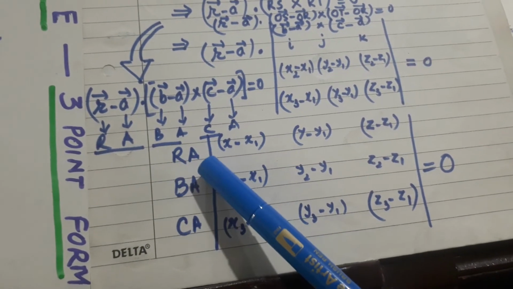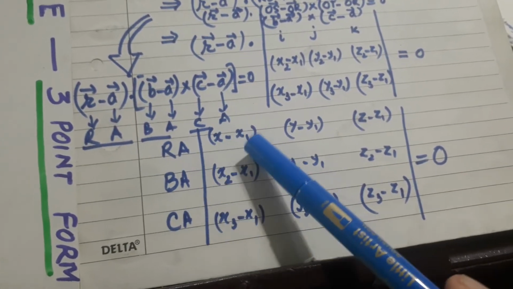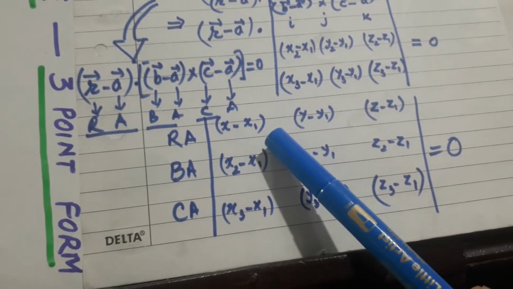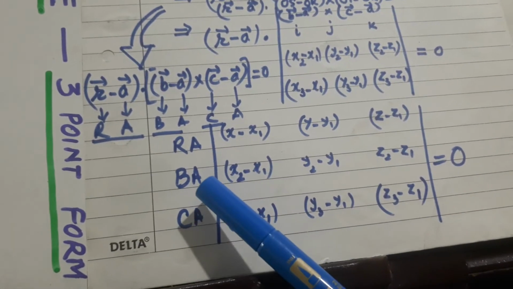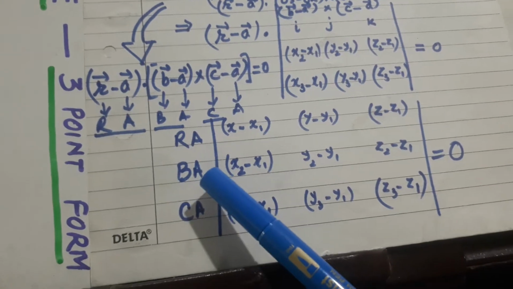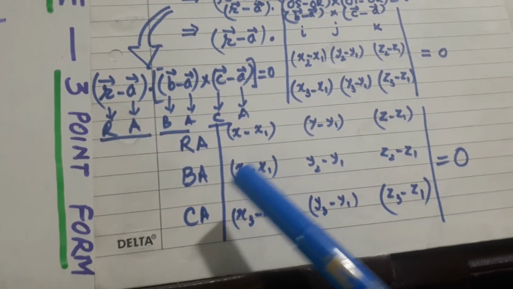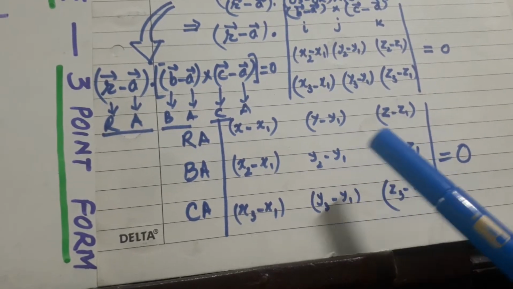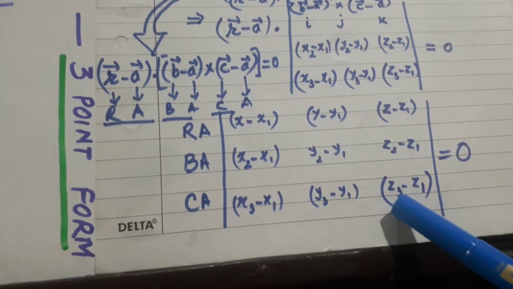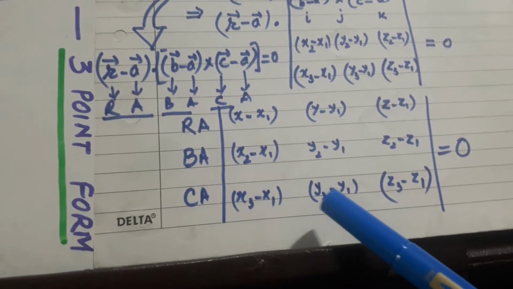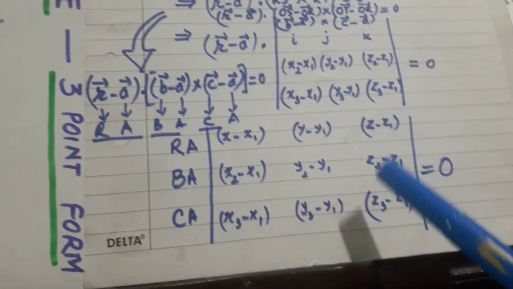R vector is X, Y, Z and A is X1, Y1, Z1. So X minus X1, Y minus Y1, Z minus Z1. B, the second point, is X2, Y2, Z2. A is X1, Y1, Z1. And S minus A is X3, Y3, Z3 minus X1, Y1, Z1. So this is how you have to remember.